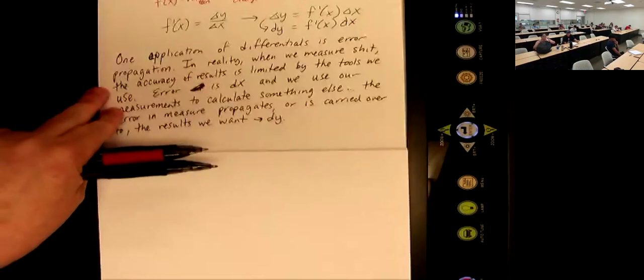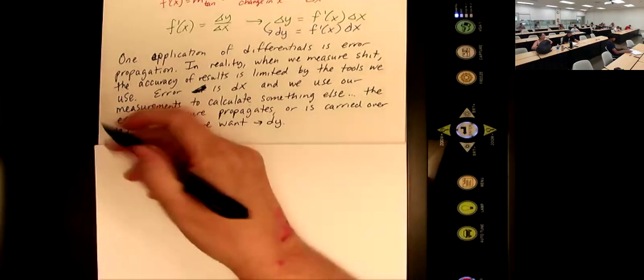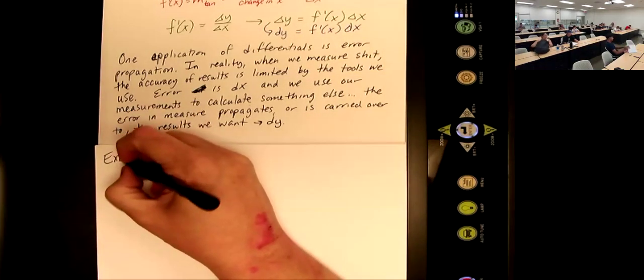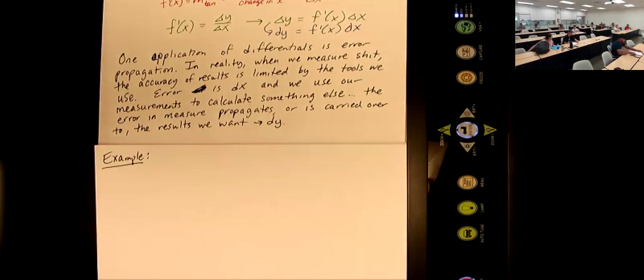Let's look at an example. And this example is going to delight Jacob, because he messaged me with questions about the volume of the sphere. And I said, Google that, bro.